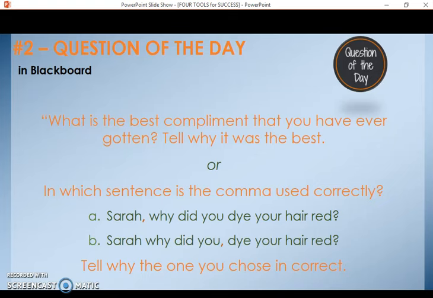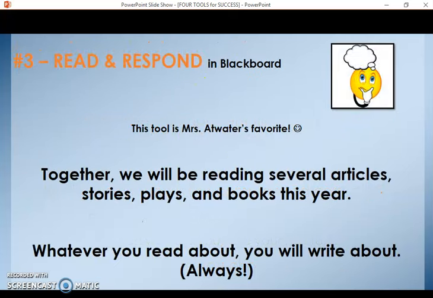Or it can have something to do with a lesson that we've gone through in class. In which of these sentences is the comma used correctly? "Sarah, why did you dye your hair red?" Or, "Sarah, why did you, dye your hair red?" And you have to choose which one is correct, okay? So you may have a quote of the day, you may have a question of the day, but that is every single day. Third tool, your read and respond.